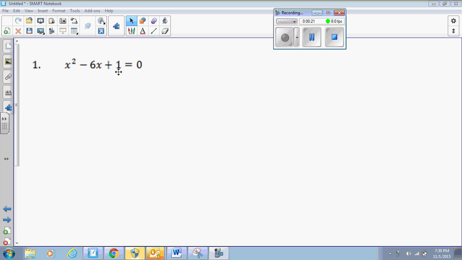You can try to factor that. There's no way I'm going to get numbers that multiply to 1 and add to 6. Doesn't work. So we have to go to completing the square.